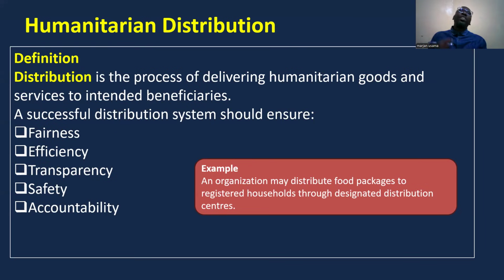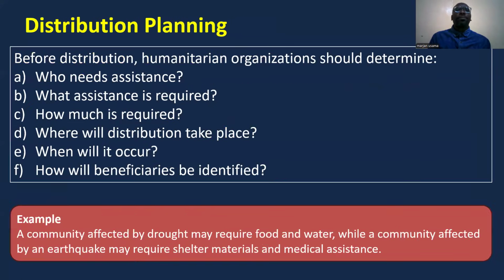Efficiency. Efficiency means speed. We distribute it quickly because people are suffering. Transparency. There were 10 bags, and 10 bags should be distributed. We don't want a scenario where there were 10 bags of maize, but we are distributing 5. Where are the 5 bags going? Then we should ensure safety of the supplies. Then accountability should always be there.